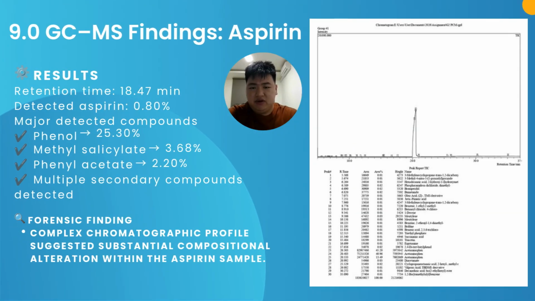In contrast, the aspirin chromatogram showed a considerably more complex chemical profile. Only 0.8% aspirin was detected, while several secondary compounds including phenol, methyl salicylate, and phenyl acetate were identified. Compared with paracetamol, the presence of multiple detected compounds suggests substantial compositional changes within the sample. The finding also agrees with the SEM observation, which showed altered particle morphology. Therefore, the GCMS result provides important evidence for distinguishing the chemical characteristics of both pharmaceutical samples.